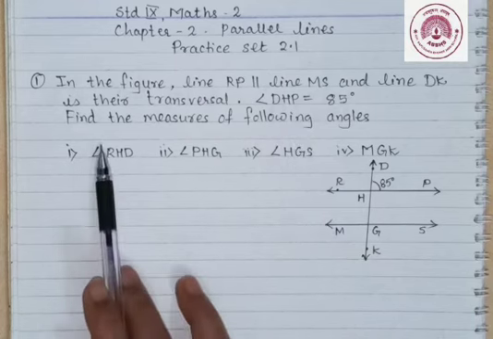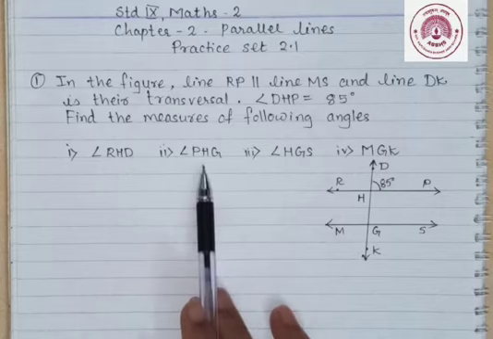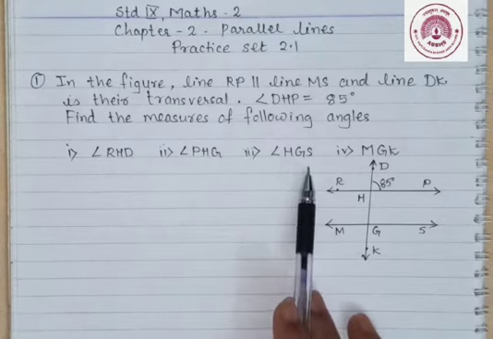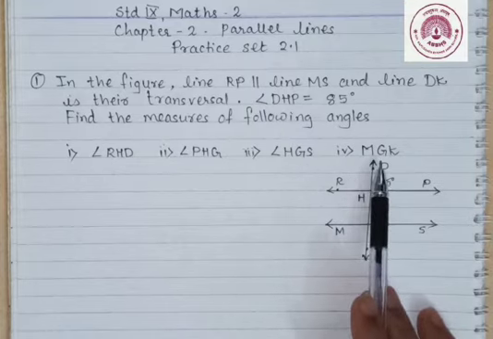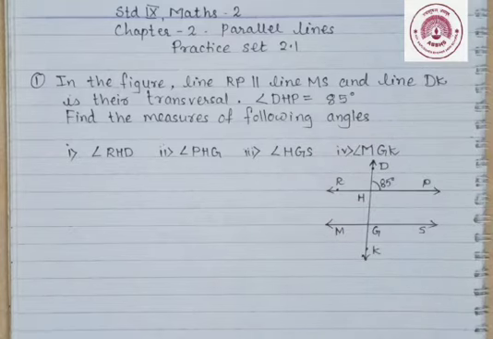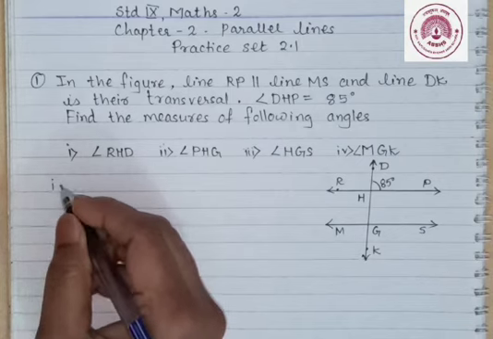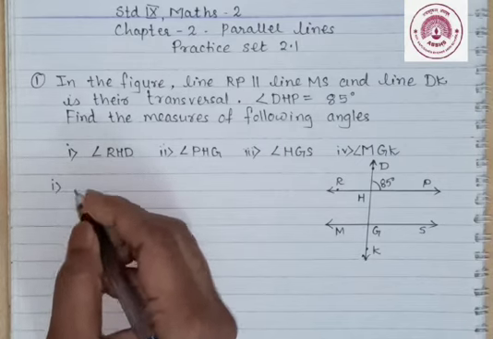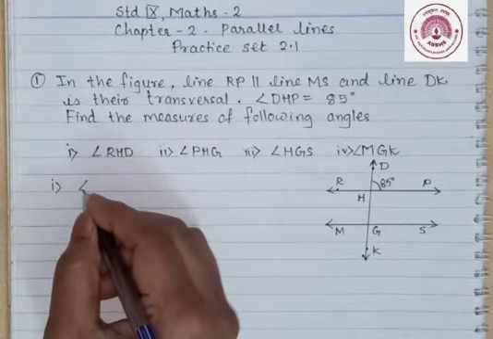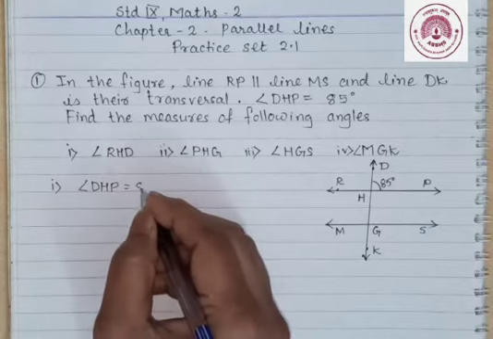So then we have to find the measures of angle RHT, angle PHG, angle HGS and angle MGK. Okay. So let's start with the first one. So here, first question. Now what is given? Angle DHP equals 85 degrees.